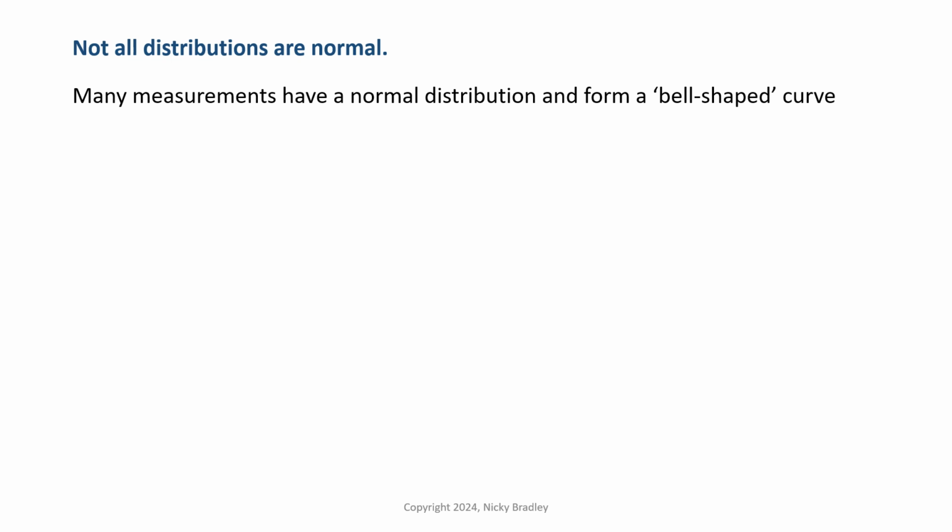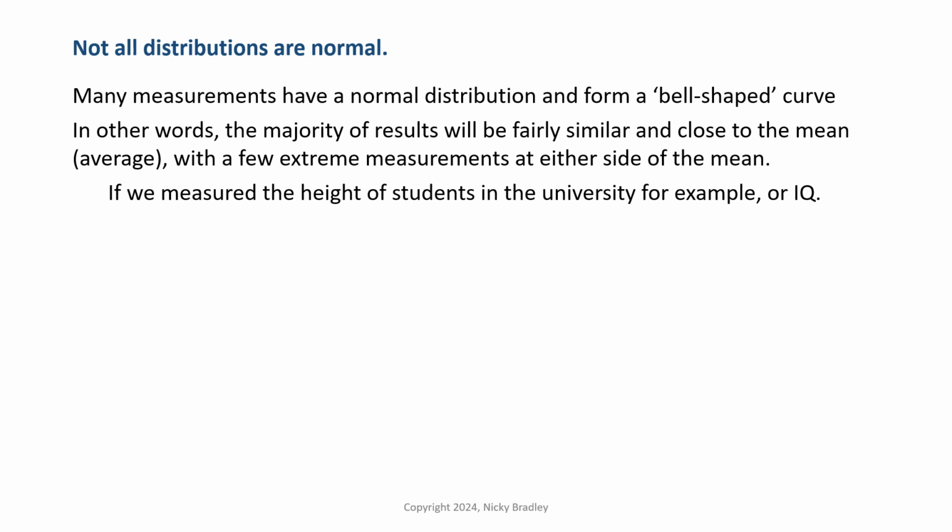And I promise to come back to skewed distributions. As I said, not all distributions are normal. In other words, not all of them are a nice symmetrical bell curve. Many are. If you tested IQ, heights, various other things, generally they come up as a symmetrical, i.e. normal distribution. So many measurements do have a normal distribution and form that bell-shaped curve. So what that tells us is that the majority of results will be fairly similar, fairly close to the mean, the average, with a few extreme measurements either side of the mean.